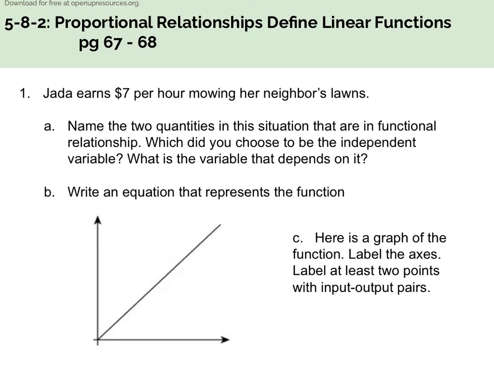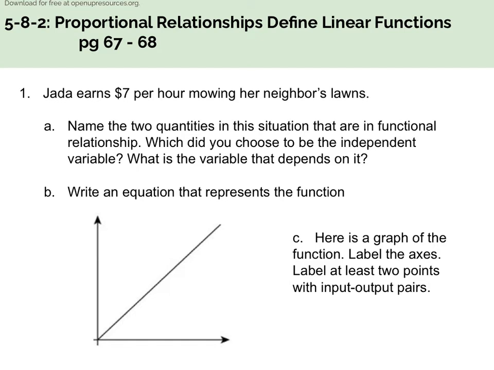Here is number 1. Jada earns $7 per hour mowing her neighbor's lawn. Name 2 quantities in the situation that are in functional relationship. Which did you choose to be the independent, and the second question is which is the dependent, the variable that depends on it. So independent, dependent. Write an equation for the representation of this function, and then here is a graph of the function. Label the axes and label at least 2 points with input and output pairs. So this is going to take a little bit, so go ahead and pause it, work through that, and then come back to me and see if we have done it correctly.